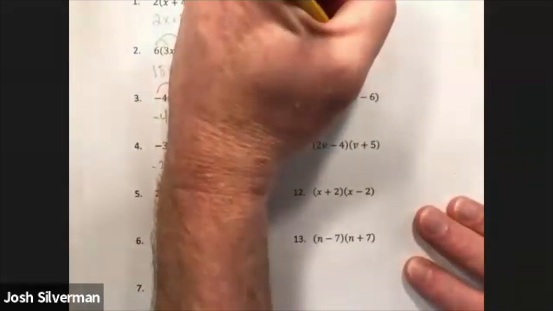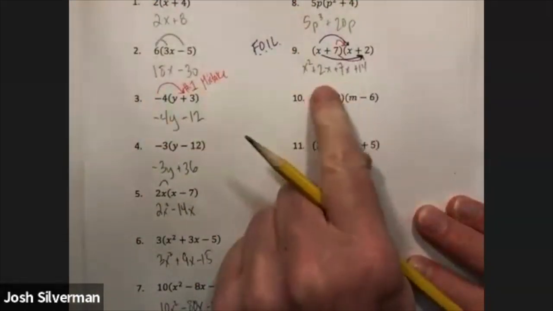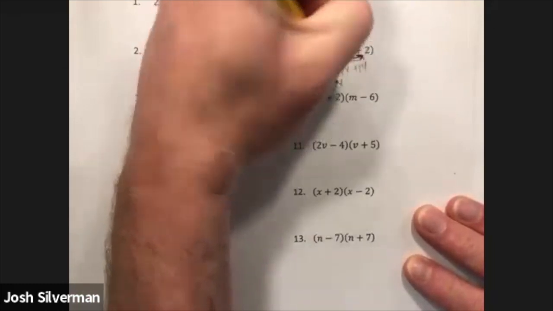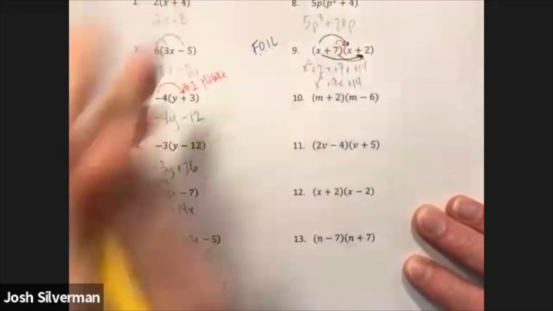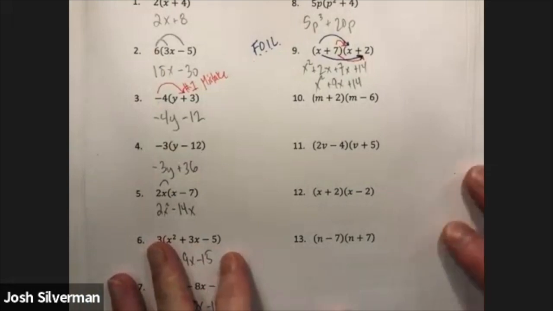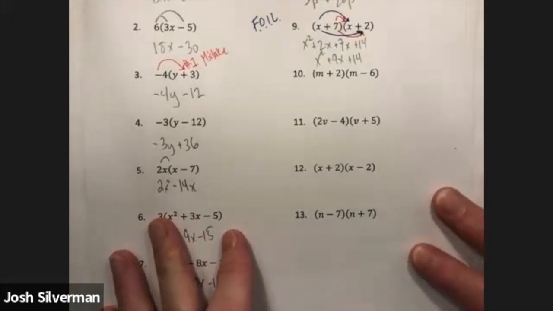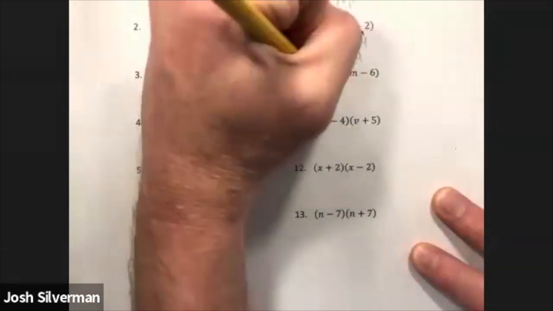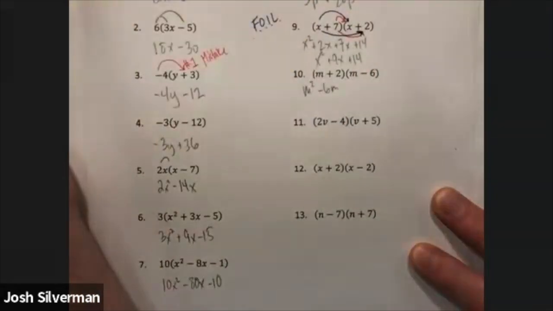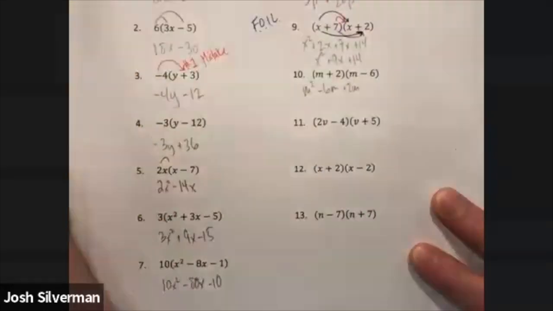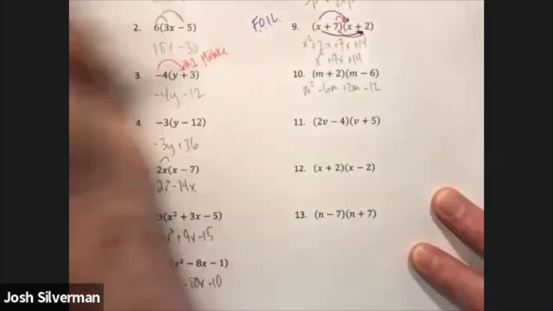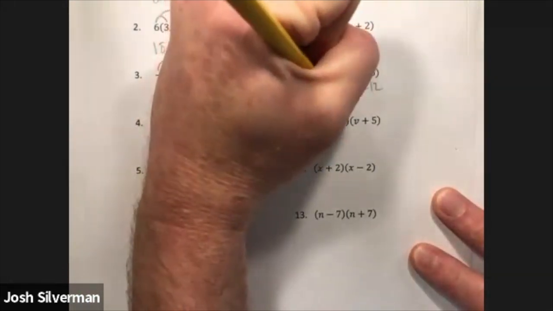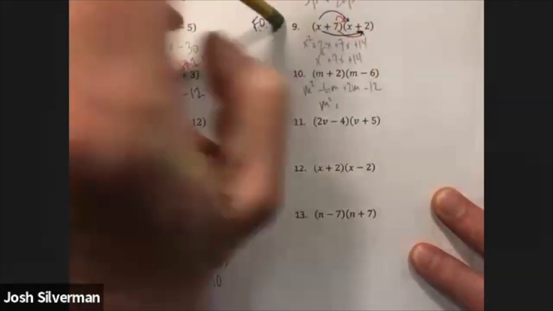7 times 2, that's a 14. In the last step, you'll combine those middle terms. X squared plus 9x plus 14. Number 10, first, outside, inside, last. Combine the middle terms. Oops, that's a minus.